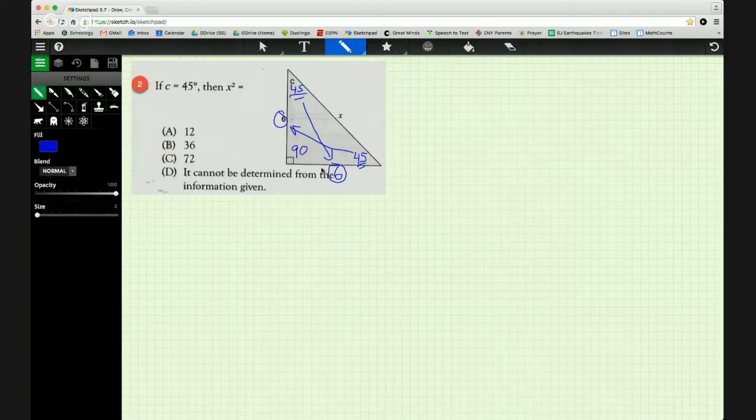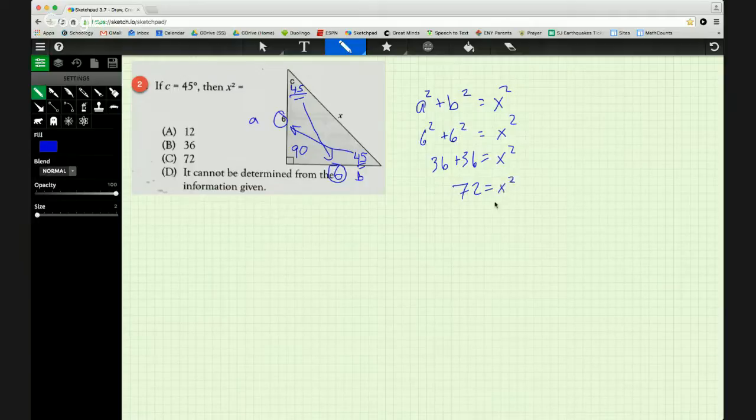So let's look at this. We now have a right triangle, and we know two sides. This is side A, this is side B, and this is side C. Well, we'll leave it as X because they call it X. So we know that A squared plus B squared is equal to X squared. So 6 squared plus 6 squared is equal to X squared. 36 plus 36 equals X squared. So 72 equals X squared.